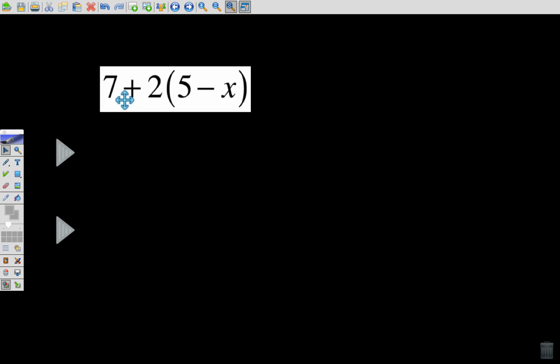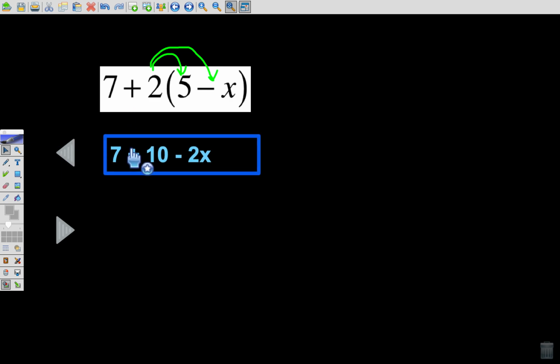The next problem we have is 7 plus 2 times a quantity, and that quantity is 5 minus x. So again, what we're going to do is only distribute the 2 to the 5, which would get us a positive 10, and we would distribute the 2 to the minus x, which would give us a negative 2x. So we keep our 7, and we write 7 plus 10, and that becomes minus 2x by distributing.